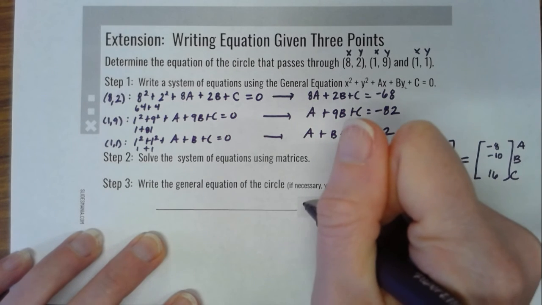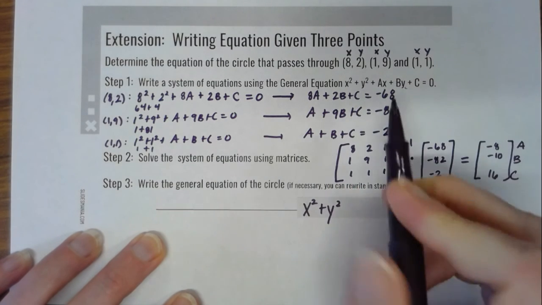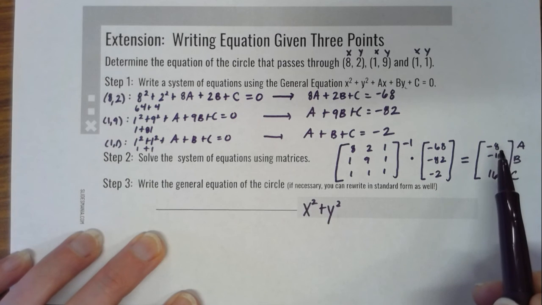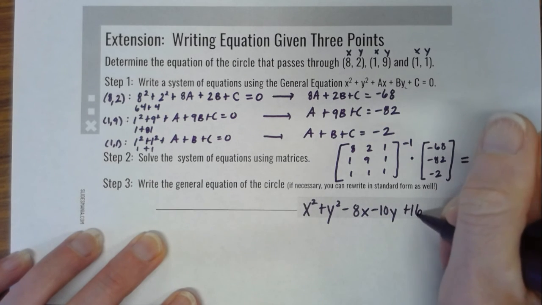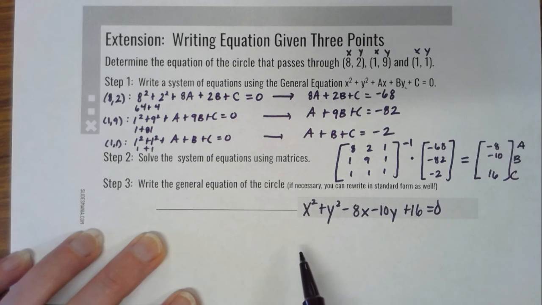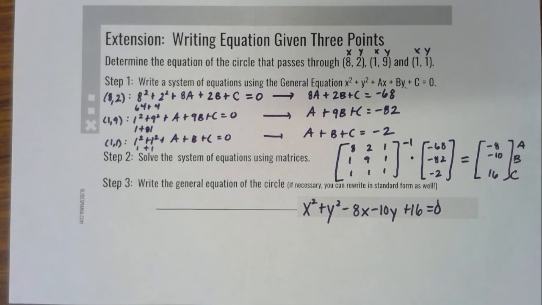So our answer would be x squared plus y squared. Since A was negative 8, I'm going to write this as minus 8x instead of a plus negative. And then B was negative 10, so I'm going to write that as minus 10y. And my C was positive 16, so I'm going to put on a plus 16 equals 0, and that's my general equation. And depending on what the question wanted me to do, if they wanted me to now find my center and or my radius, I would then complete the square and write it in standard form and do what we did in those first 2 examples.